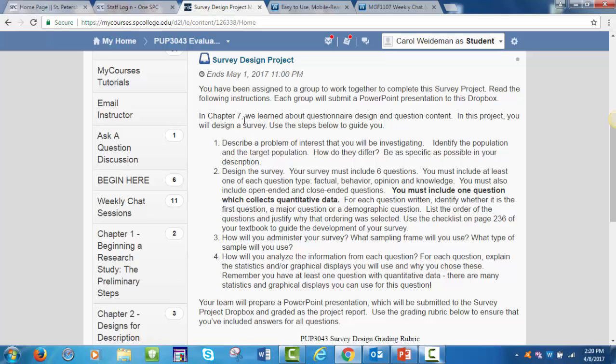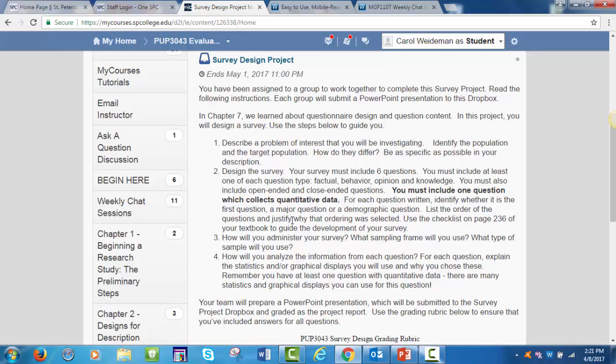Here are the instructions. In Chapter 7 you're learning about questionnaire design and question content, and you're going to design a survey. So the first thing is to pick a problem of interest, identify the population and the target population, how they differ, and design the survey. You have to have at least 6 questions. You want to have one of each type: factual, behavior, opinion, and knowledge, and at least one open-ended and one closed-ended, and one of your questions must collect quantitative data. For each question, identify whether it's the first question, a major question, or a demographic. We're going to get into this in the second part of Chapter 7, so you will understand more about this with the material next week.